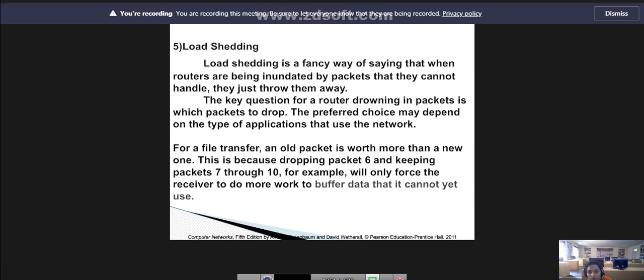The key question for the router drowning in packets is which packets to drop. The preferred choice may depend on the type of application that uses the network. For file transfer, an old packet is worth more than a new one. This is because dropping packet 6 and keeping packets 7 through 10, for example, only forces the receiver to do more work to buffer data that it cannot yet use. This is called load shedding.